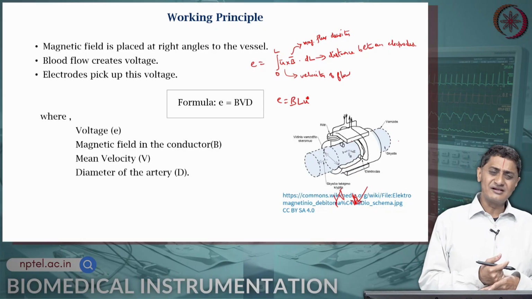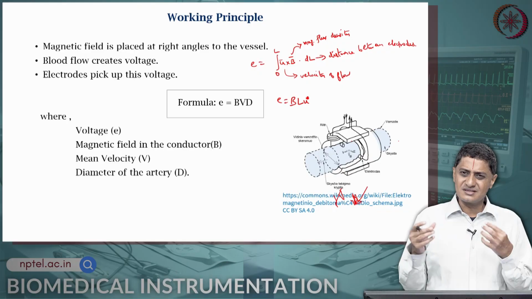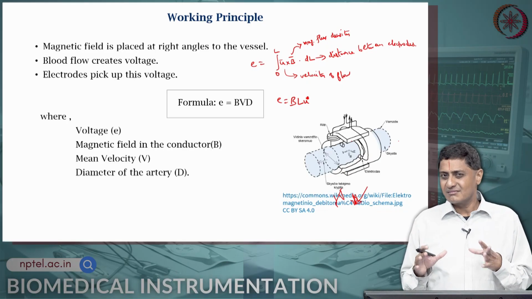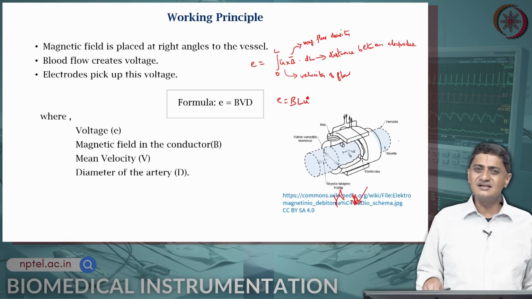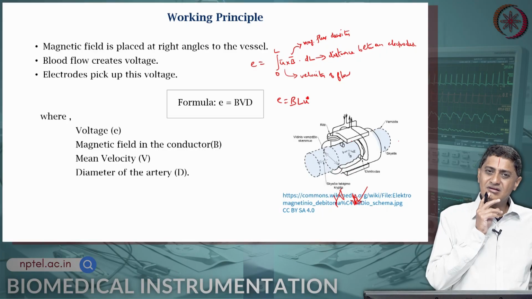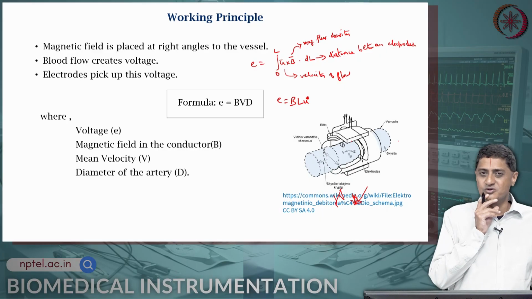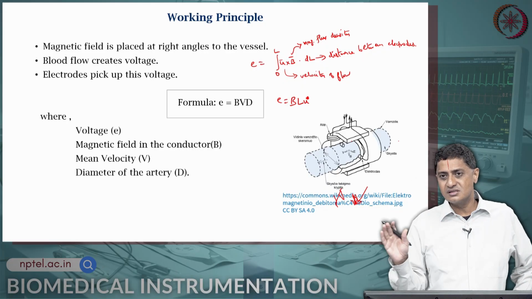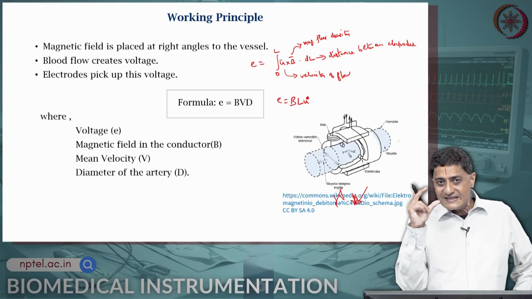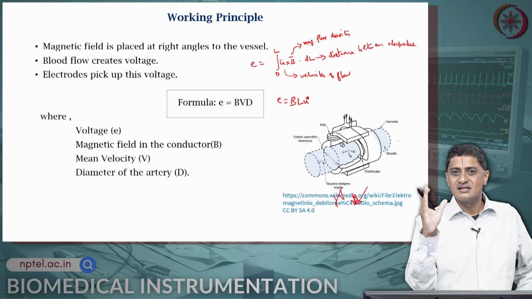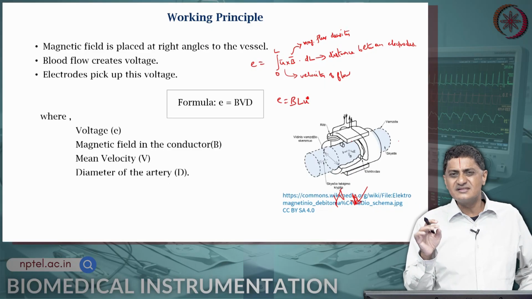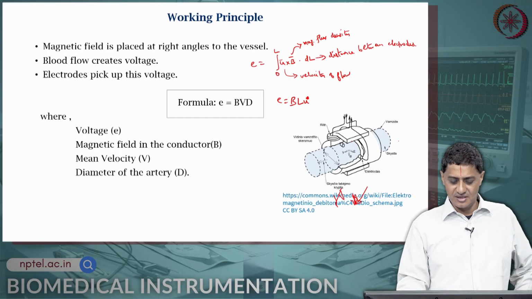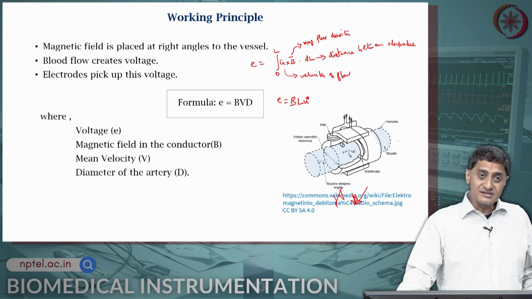You can assume that the magnetic field is uniform because in a small space this electromagnet can produce reasonably uniform magnetic field, but is it a reasonable assumption that the flow is uniform? Uniform means within the blood vessel, at different points along the diameter of the blood vessel, the flow rate is exactly the same. Is that a reasonable assumption? No, but we can make this assumption.